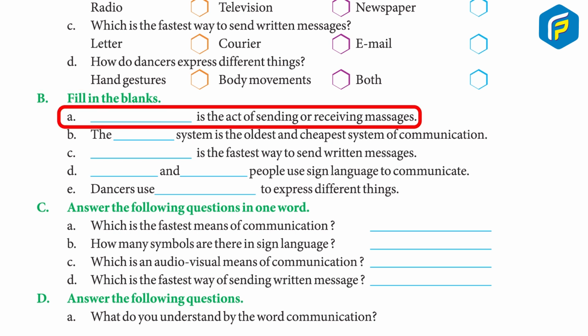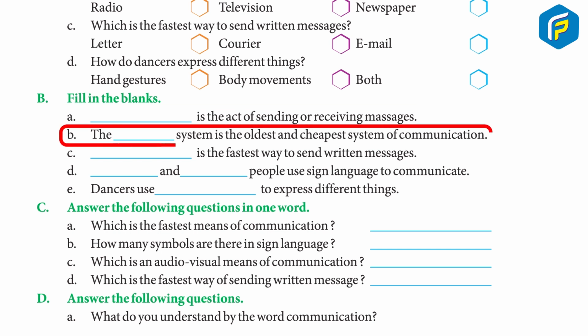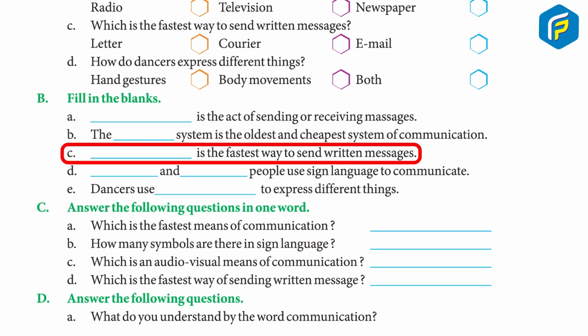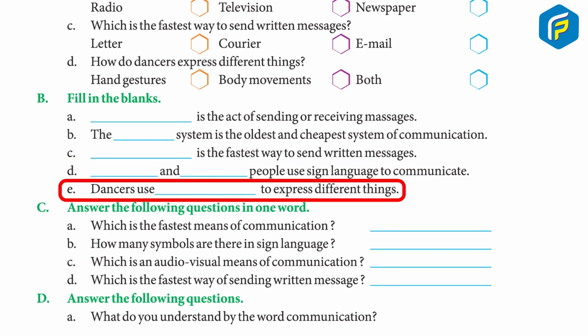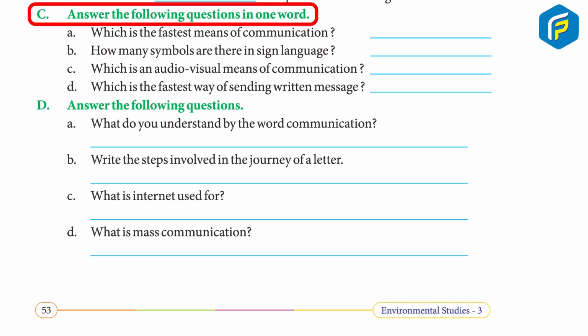A. Dash is the act of sending or receiving messages. Answer: communication. B. The dash system is the oldest and cheapest system of communication. Answer: postal. C. Dash is the fastest way to send written messages. Answer: email. D. Dash and deaf people use sign language to communicate. Answer: dumb and deaf. E. Dancers use dash to express different things. Answer: mudras.